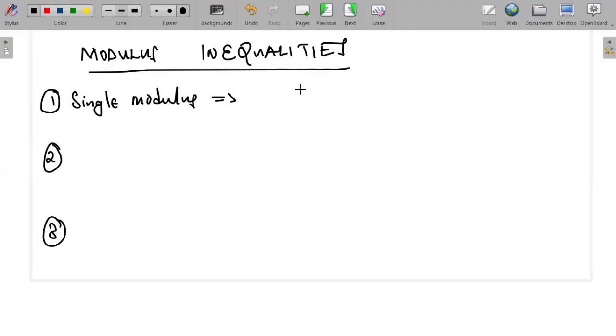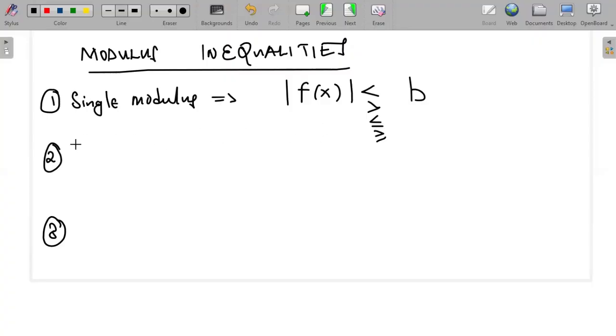So for example, you have a function f of x, which is in modulus like that. And then you have less than here, or it can be greater than, or it can be less than or equal to, or it can actually be greater than or equal to. And then here we're just going to have a value. So let's say a value b. So whatever is in the modulus here is less than b, or greater than b, or less than or equal to b, just like that. So this is the first type of modulus equation.